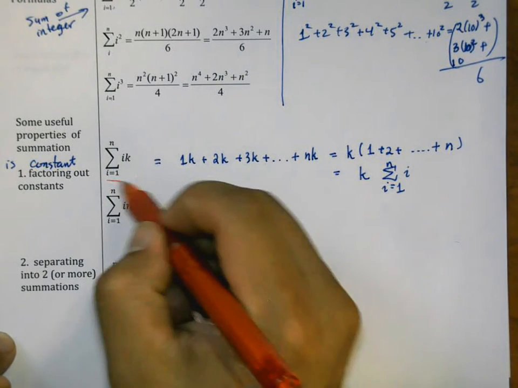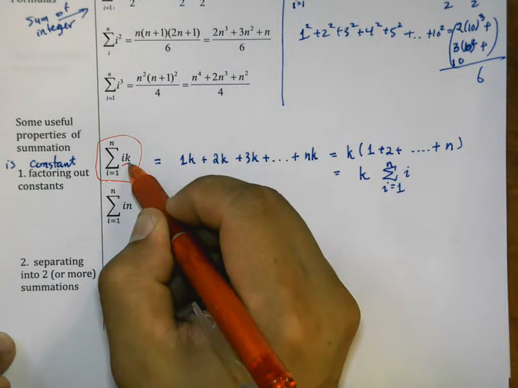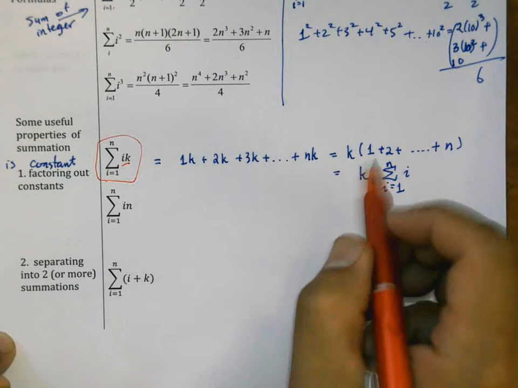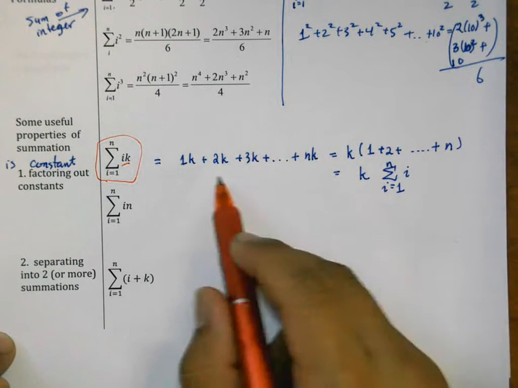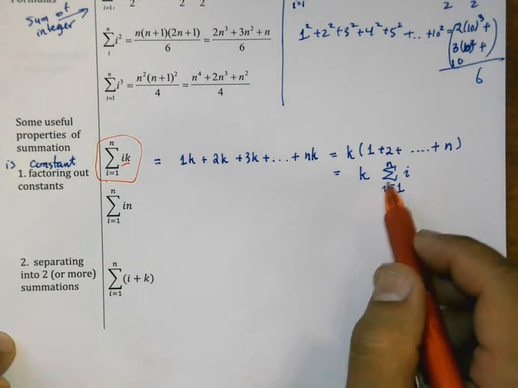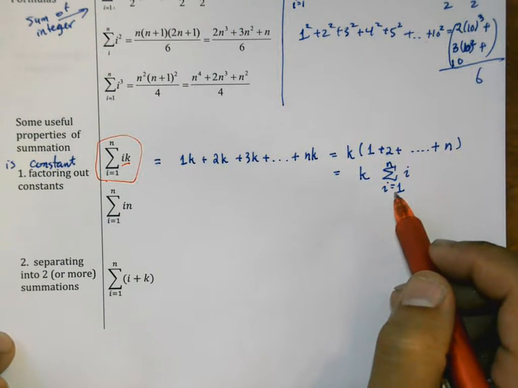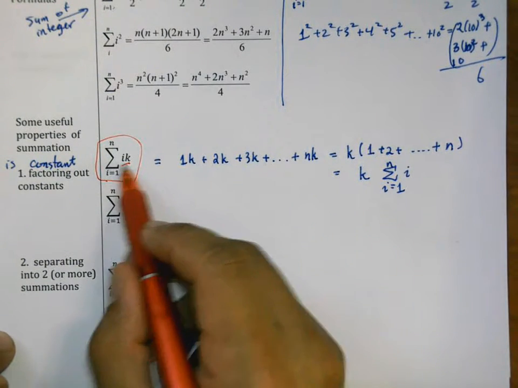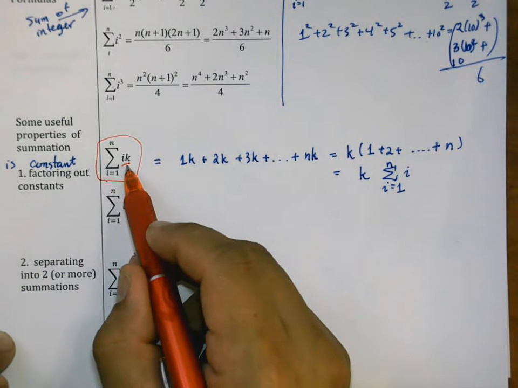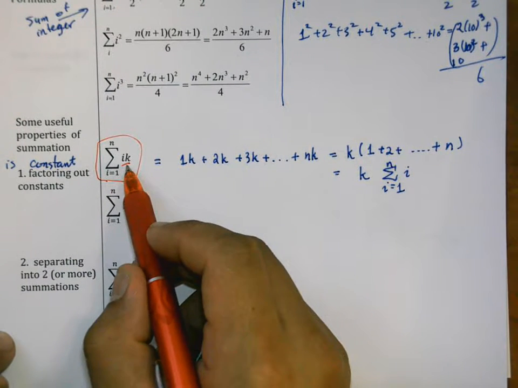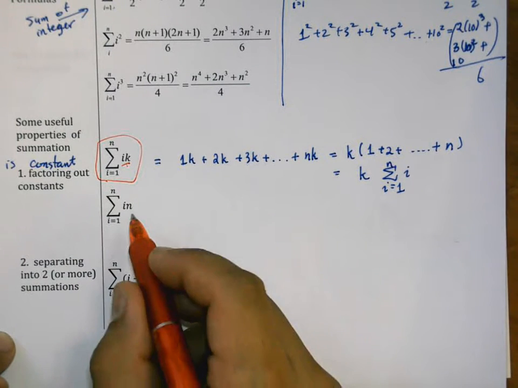We have this summation of i times k, and when we work this out, expand it, factor it, and then compress it down again, what we end up with is essentially the ability to factor out a k. So if you have a constant that's part of the summation expression, you can just factor that out.